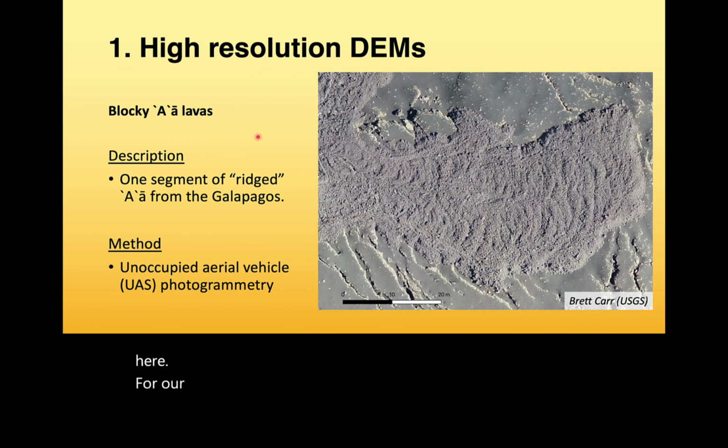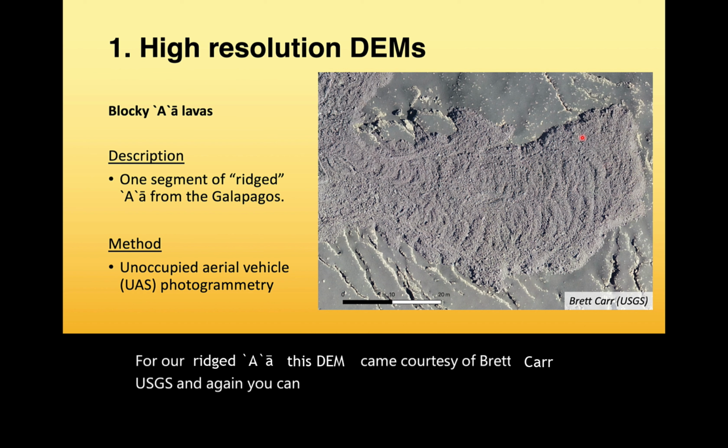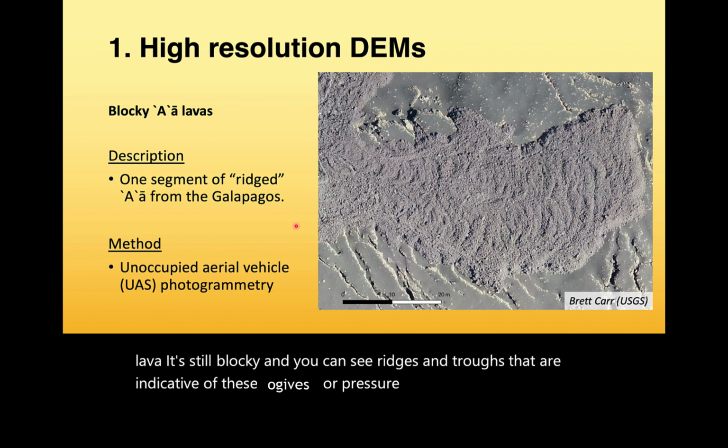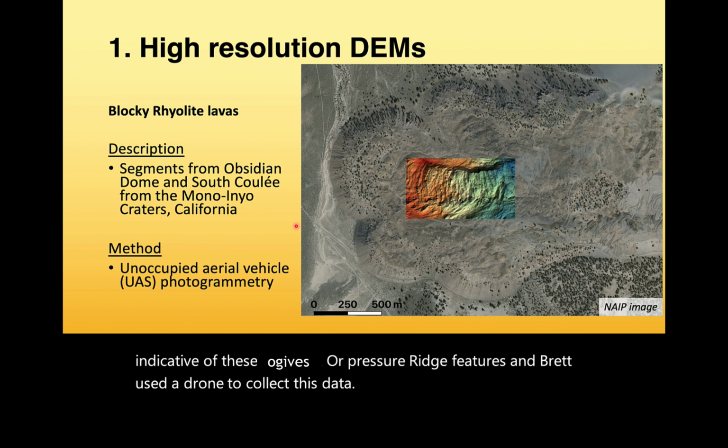For our blocky ridged lavas, this DEM came courtesy of Brett Carr at the USGS, and again you can see that even though this is a basalt lava, it's still blocky. And you can see ridges and troughs that are indicative of these ogives, or pressure ridge features. And Brett used a drone to collect this data.